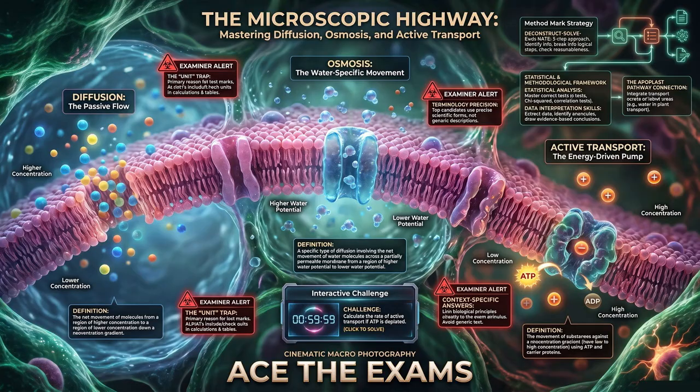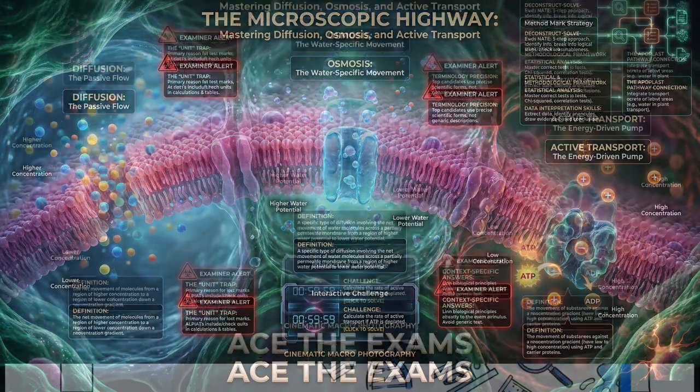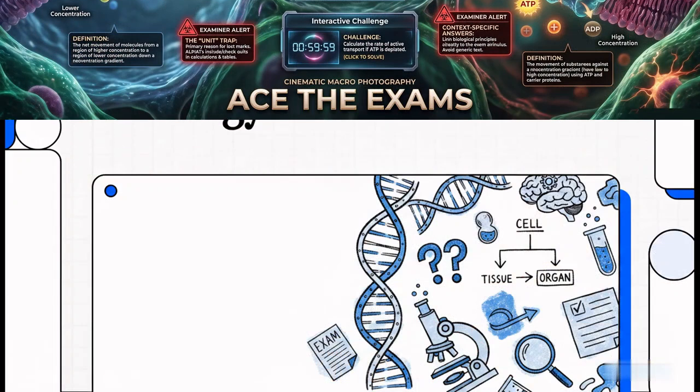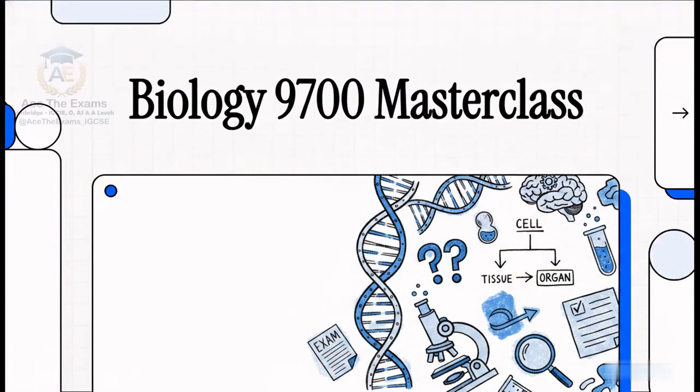Hey everyone, and welcome to this explainer. Today we're doing something honestly pretty incredible. We're taking those dense, kind of intimidating Cambridge Biology 9700 syllabus requirements, and we're transforming them into a real-world biological mystery. And the best part, we're going to solve it together using a totally visual, step-by-step strategy. So if you want to know exactly what those examiners are looking for, well, you're absolutely in the right place. Let's just dive right into it.